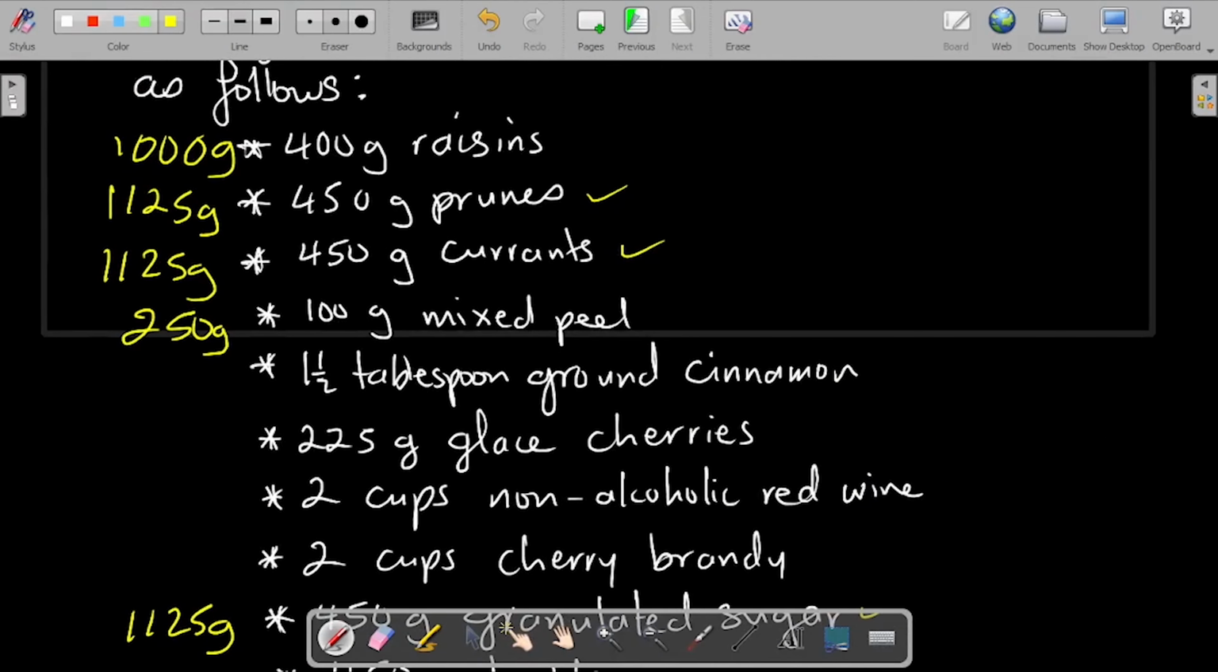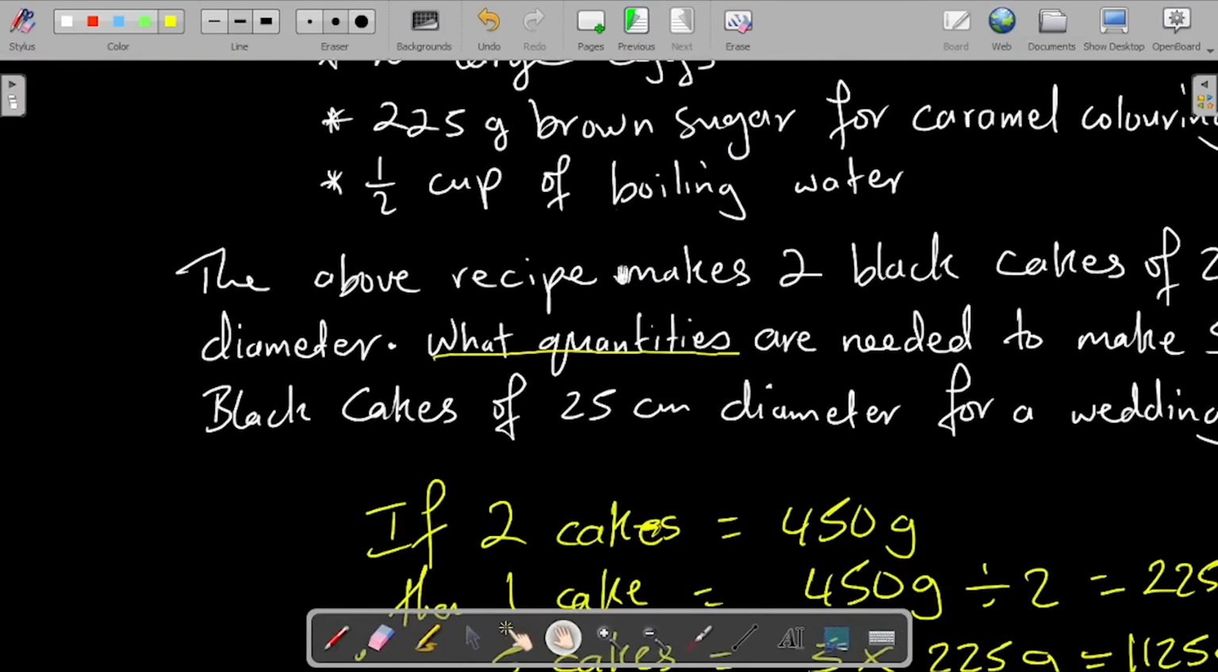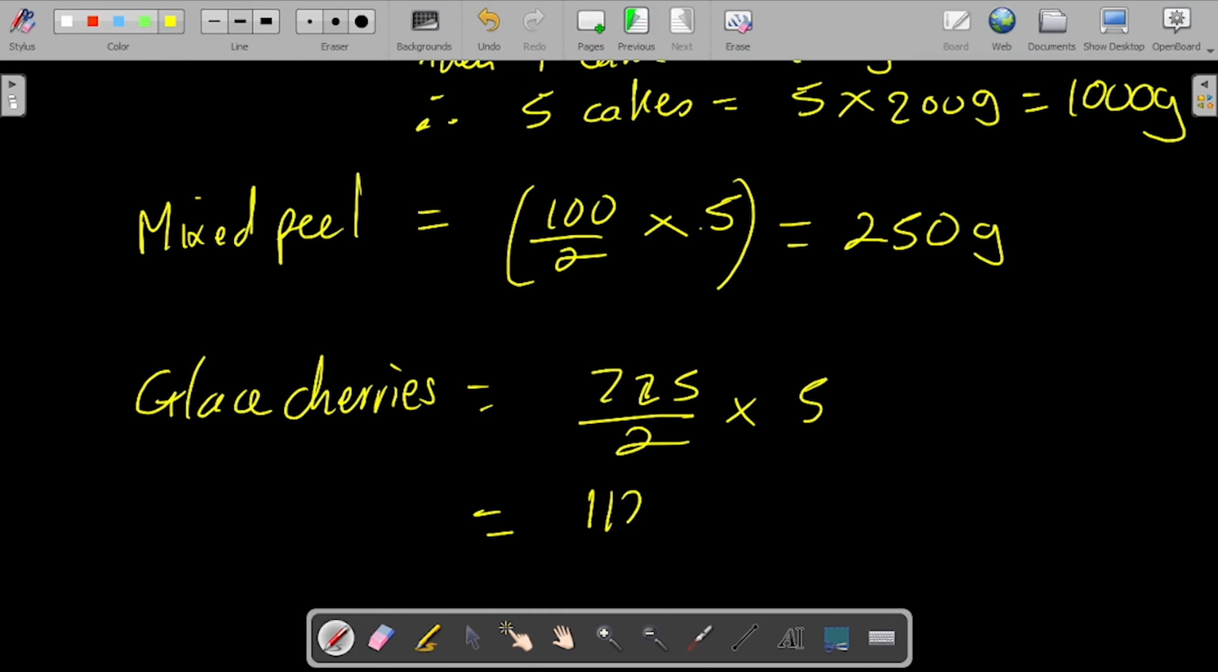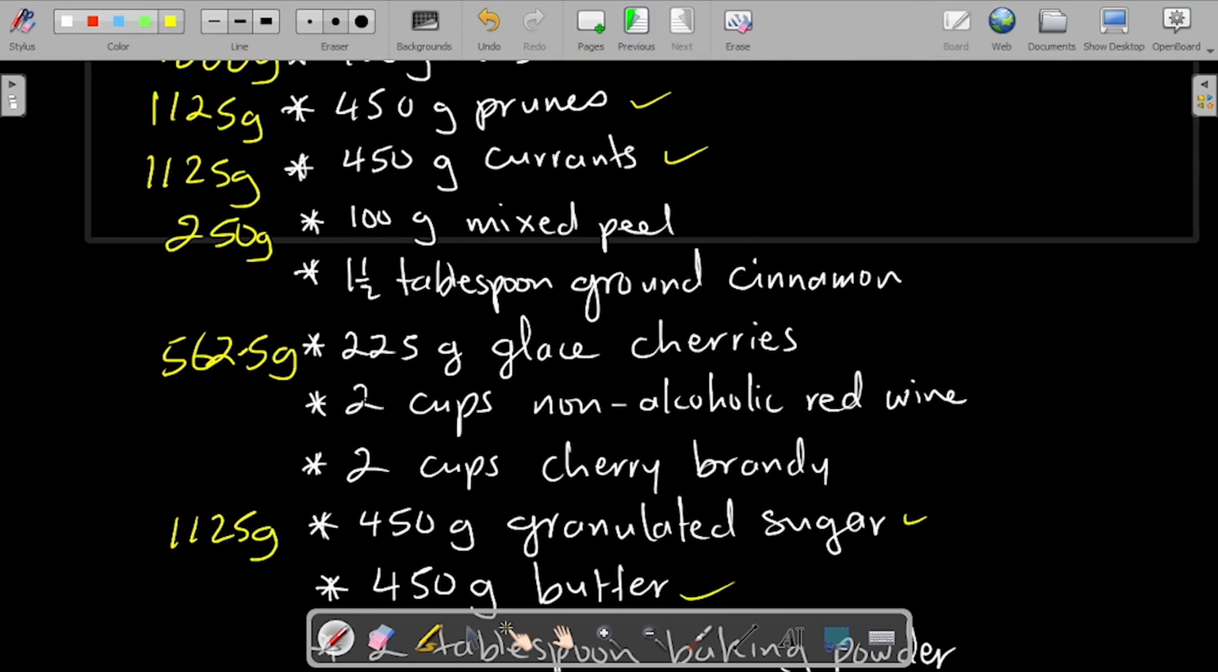Let's do the glazed cherries, 225. So that's 225 divided by 2 times 5. That would give us 112.50, times 5, that gives us 562.50 grams. Well, the 2 cups non-alcoholic red wine and the 2 cups cherry brandy, that's easy to calculate. 2 divided by 2 is 1. 1 times 5 is 5, so that's 5 cups. Okay, same thing here, 5 cups.